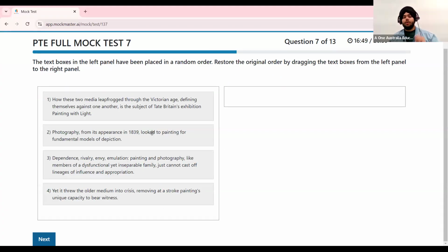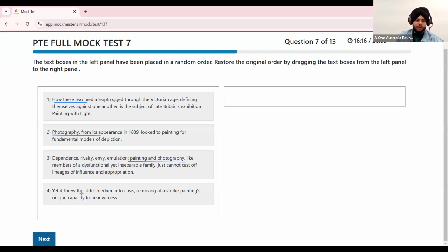Now comes reorder paragraph. Now reorder paragraph is important, not that much because it is giving you 6 marks. So we'll try not to spend more than 2 minutes on this. Okay. Now let's find our independent sentence. How these two leapfrogged, we do not know what are these two things. Photography from its appearance can be. Dependence, blah, blah, blah. And here it says painting and photography can be.